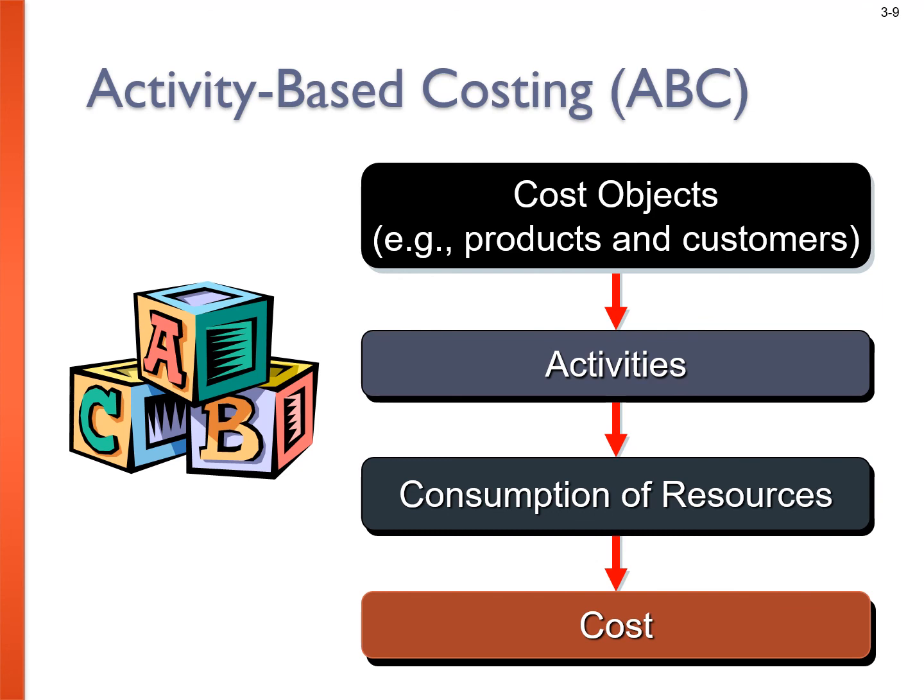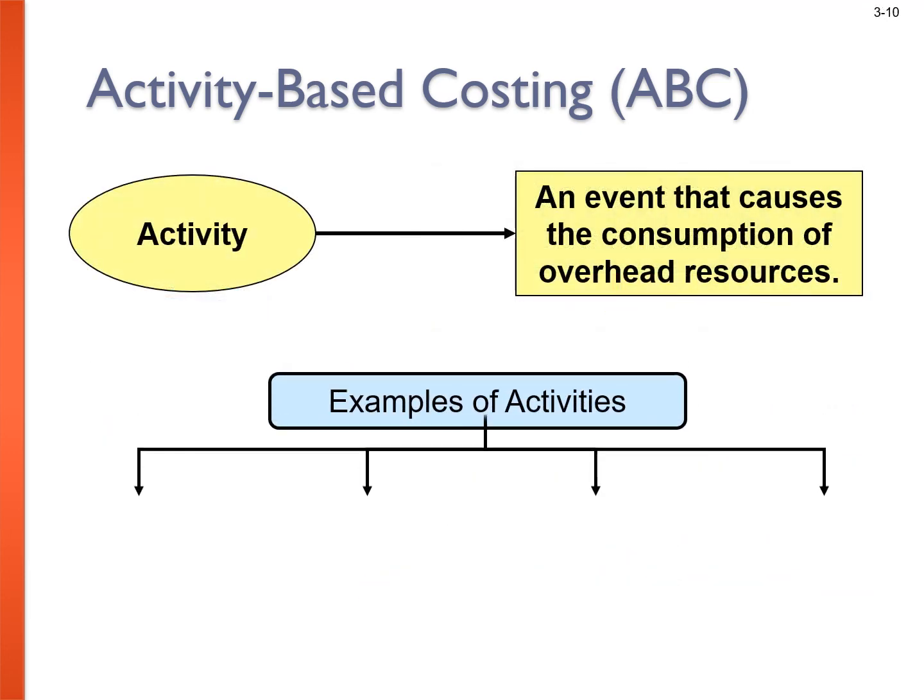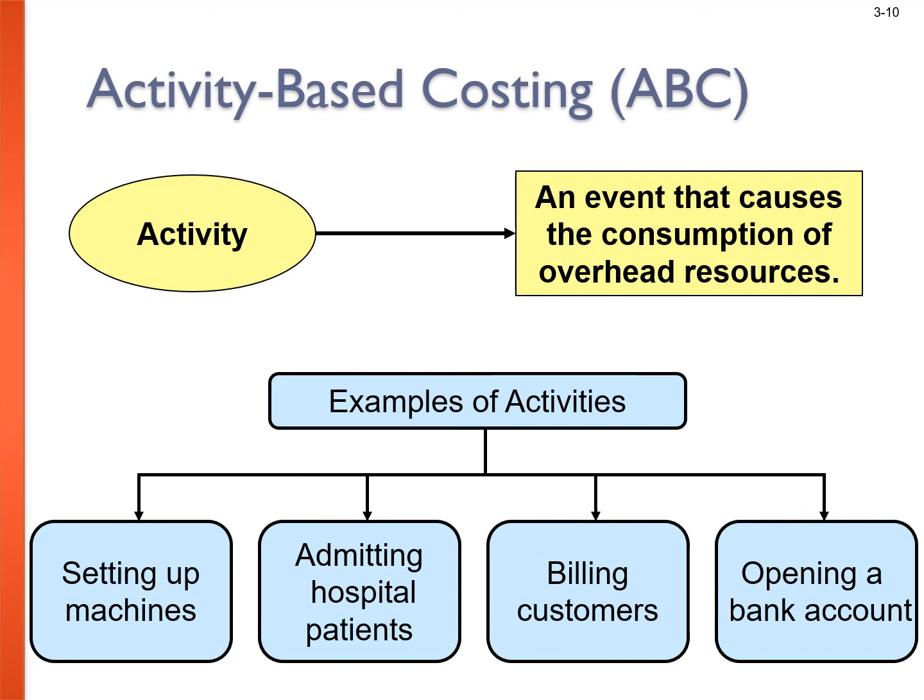Each one of these activities will have what we call an overhead cost pool, the consumption of resources. Okay? And those end up being the cost. So an activity is an event that causes the consumption of overhead resources. And there you go. Setting up the machine causes overhead. Admitting hospital patients causes overhead. Billing customers. Opening a bank account. All of these activities contribute to the overhead of a cost object.